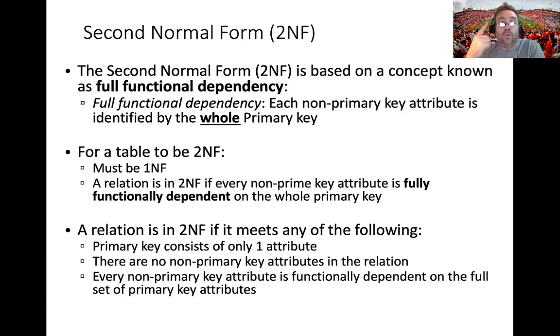Also, if I've only got 1 attribute in the whole relation, and that becomes my primary key, and therefore I've got no other attributes, again, I know I can't be breaking this rule. And also, if every non-primary key attribute is functionally dependent on the full set of primary key attributes, then again, I'm good. Let me see if we've got an example.